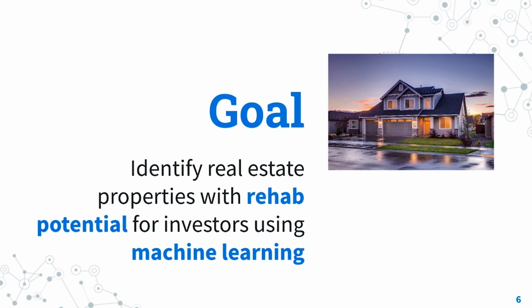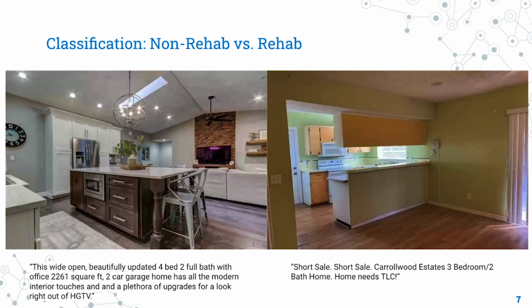However, finding these properties can be tricky. You can read property descriptions that may say the house needs some work or TLC, but it's not easy to parse that information without having to take a manual process. Let's take a look at an example of a property that is rehab versus non-rehab.